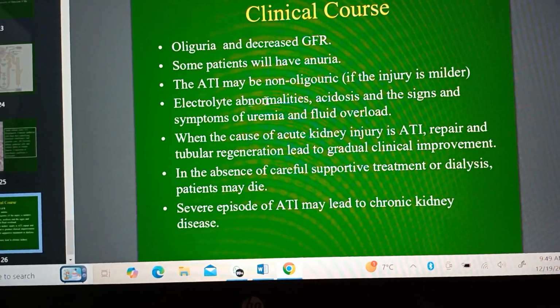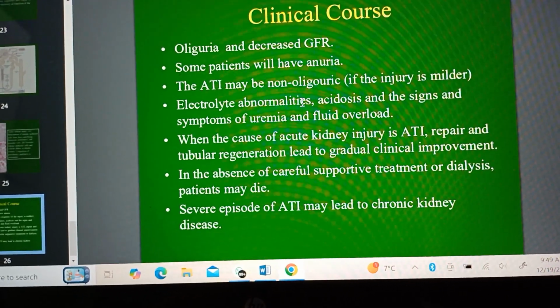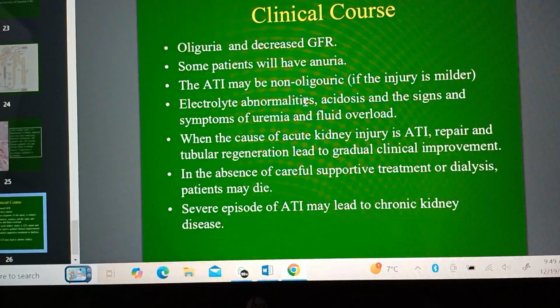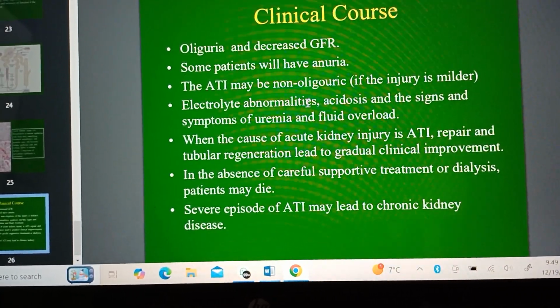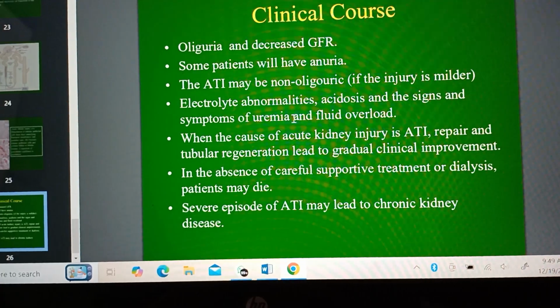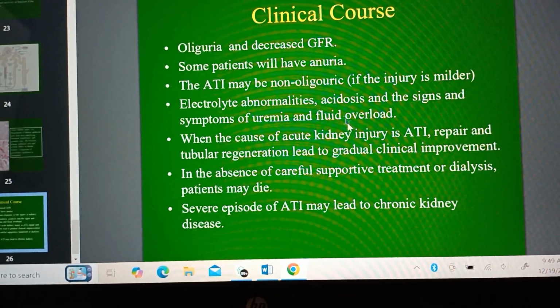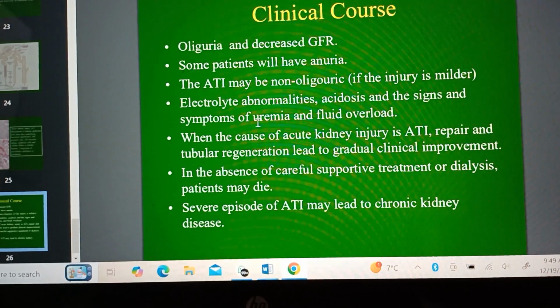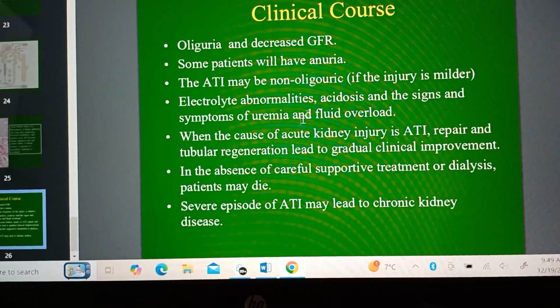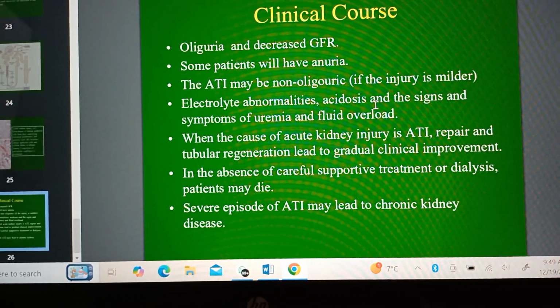There can be electrolyte abnormalities. You have just seen how sodium absorption can be decreased, and how more sodium reaches the distal tubule. So electrolyte abnormalities. There can be acidosis. The patient can present to you with the symptom of uremia, so urea level may increase. There can be fluid overload, right?